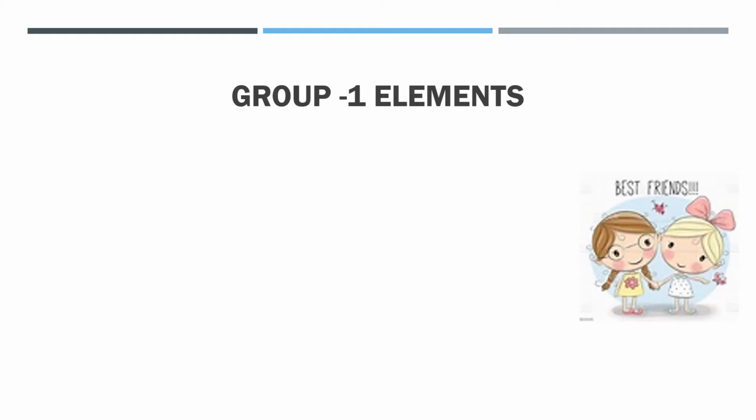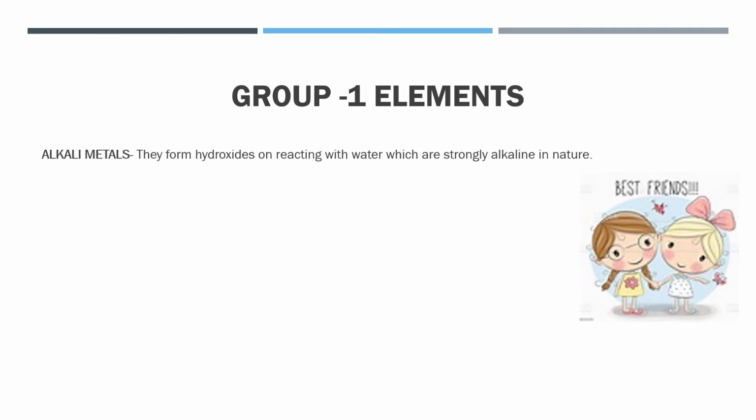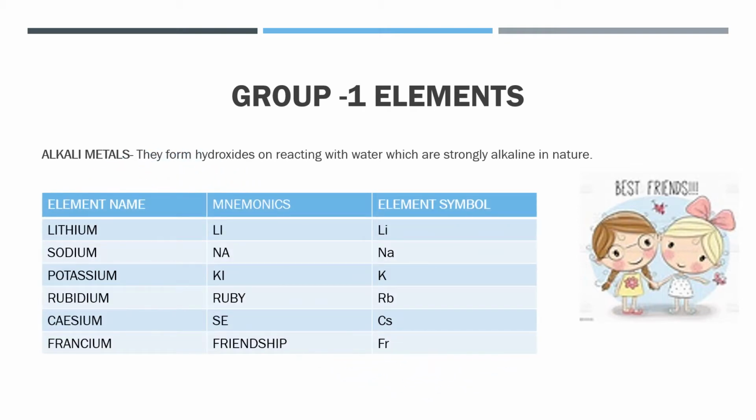Group 1 elements consist of alkali metals. So what are these alkali metals? They form hydroxides on reacting with water, which are strongly alkaline in nature. That's why they got the name alkali metals. So next, we learn the mnemonics for this.